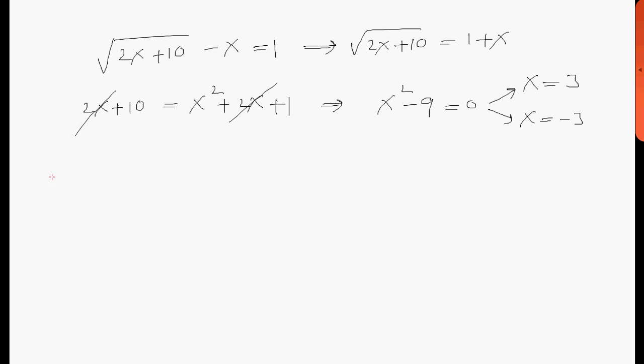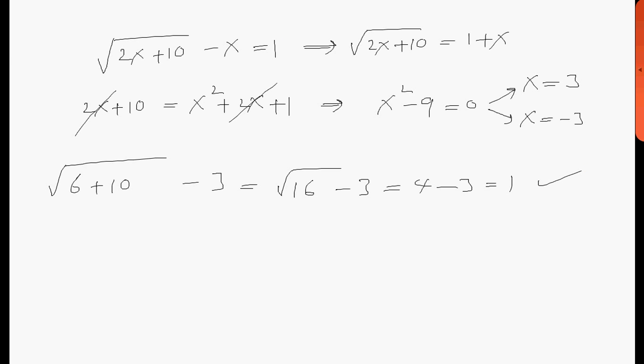If I plug in 3 into the original equation, I get radical 6 plus 10 minus 3, that is radical 16 minus 3, which is 4 minus 3, which is 1. Okay, good. The equation is satisfied.